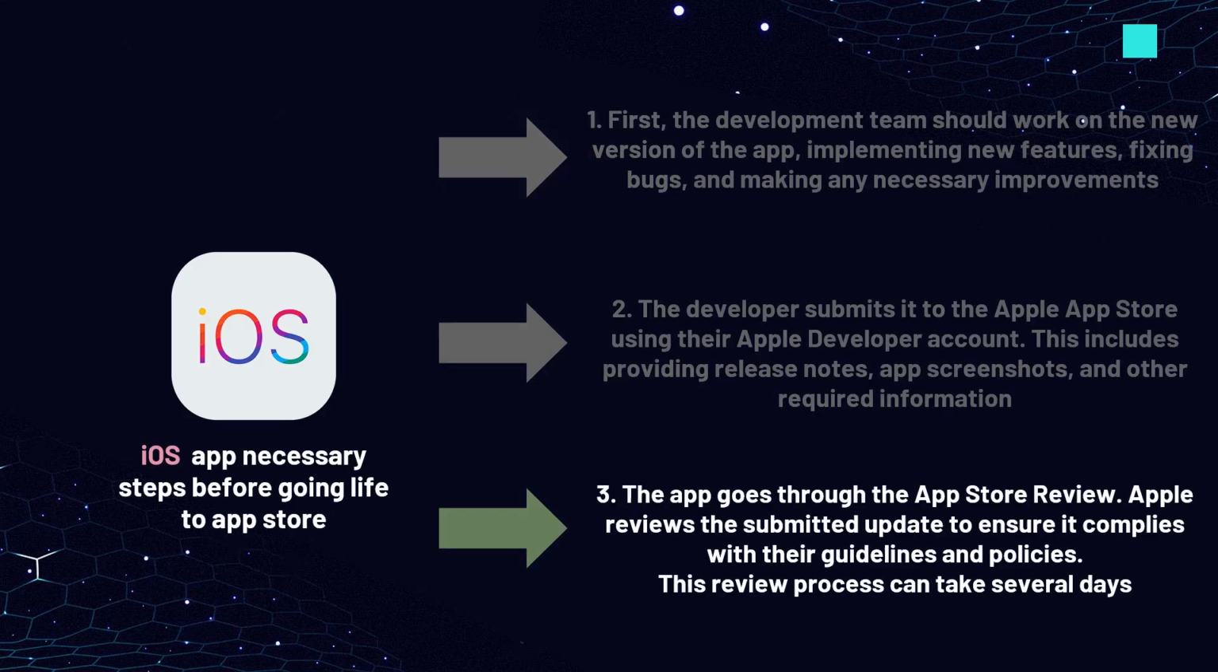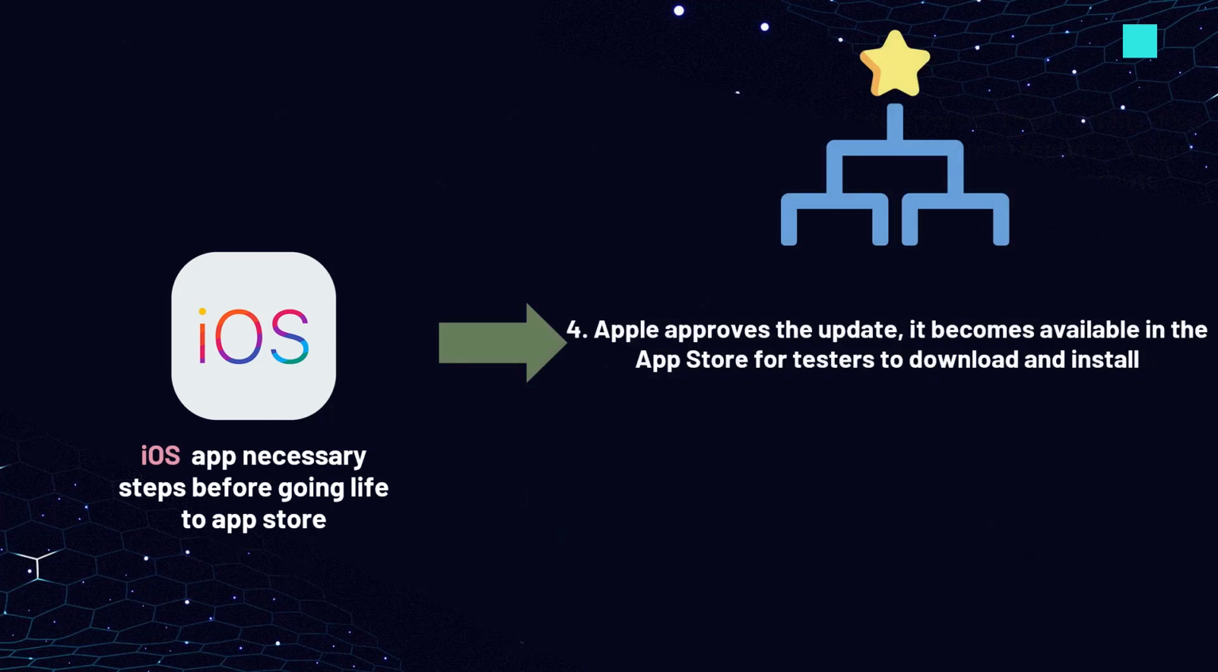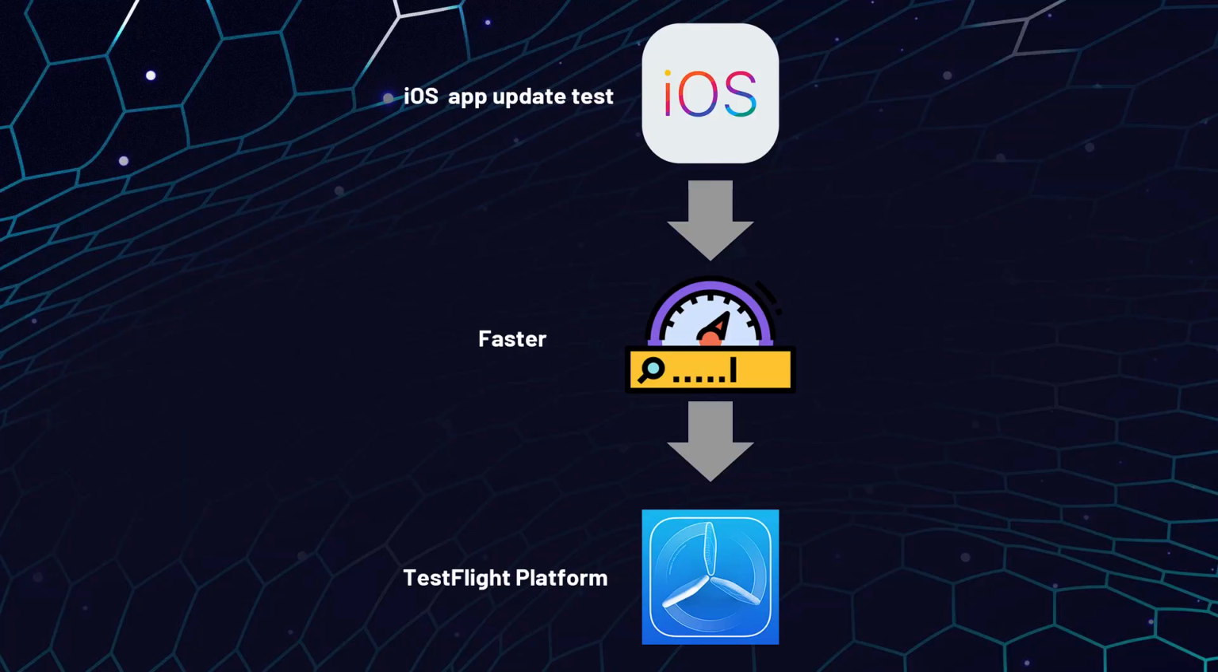3. Then the app goes through the App Store review. Apple reviews the submitted update to ensure it complies with their guidelines and policies. This review process can take several days. 4. Finally, after Apple approves the update, it becomes available in the App Store for testers to download and install.